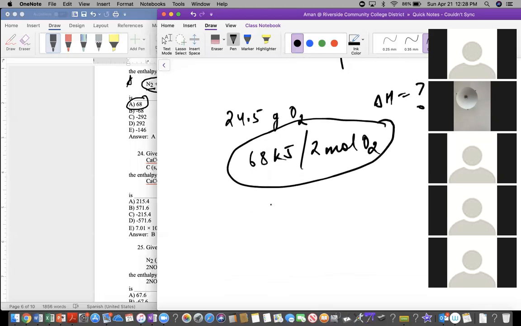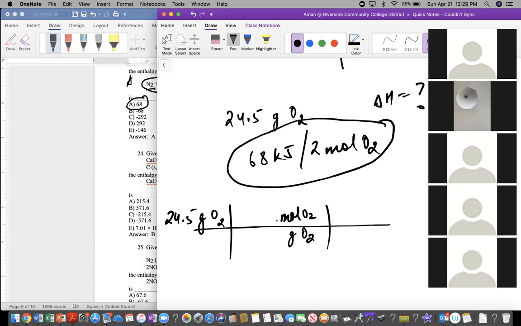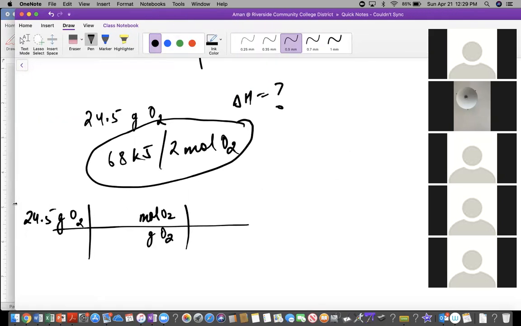Of course, we want to find it for 24.5 grams of oxygen. So we want to change this from grams of oxygen to moles of oxygen. This we have done many times, how you change grams to moles. And then down here is moles of oxygen. We are trying to find kilojoules because the question said, what is the delta H? And we know delta H is in kilojoules.